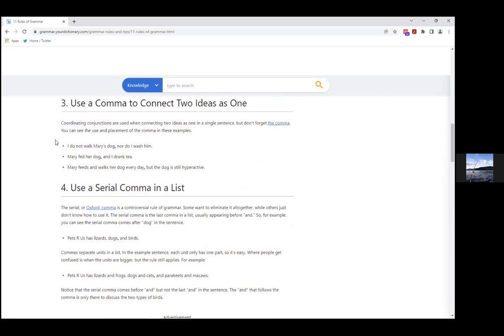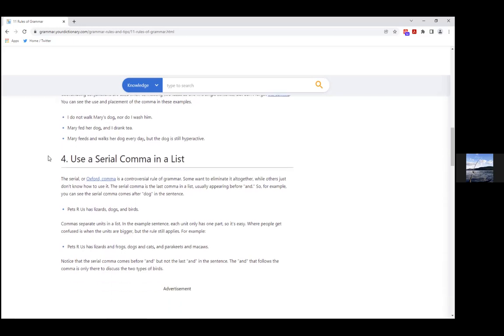Moving on, we're going to use a comma to connect two ideas as one. They're coordinating conjunctions as I broke down above. They did put it together here. Instead of using a word to connect, we're going to use the comma. So it puts a space in your speech, basically, or a pause. So I do not walk Mary's dog, nor do I wash him. Put that pause in there. It connects the two sentences, but without an extra word in it.